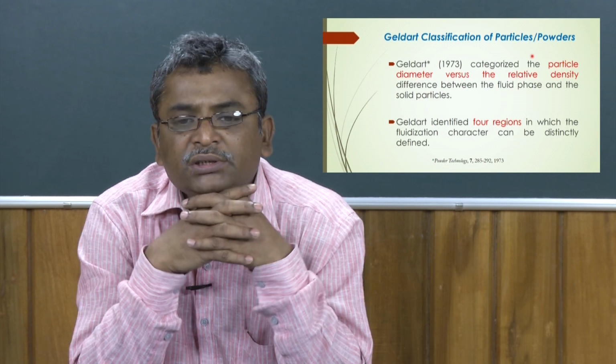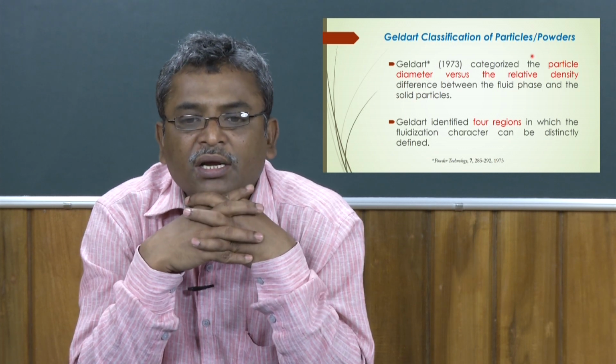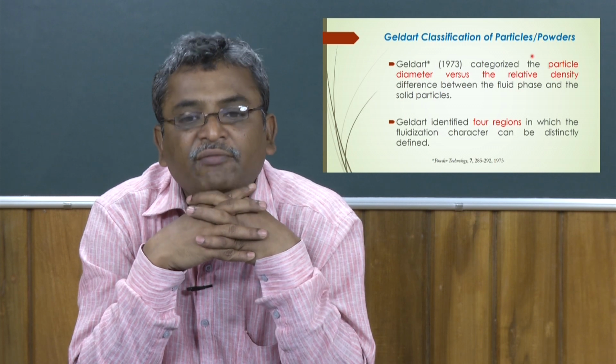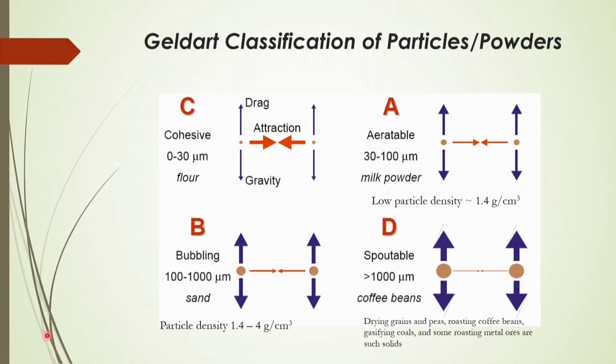And he actually identified 4 regions in which the fluidization character can be distinctly defined. What are those 4 regions of the particle class? He has defined the 4 regions like C, A, B, D. What is this C? C means cohesive group.